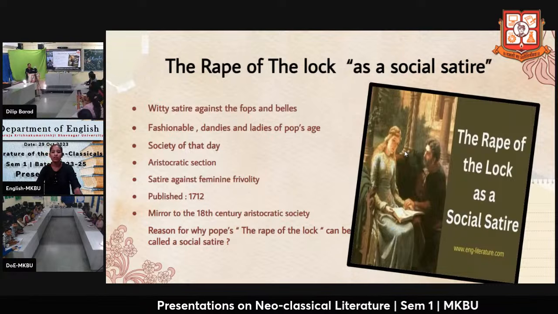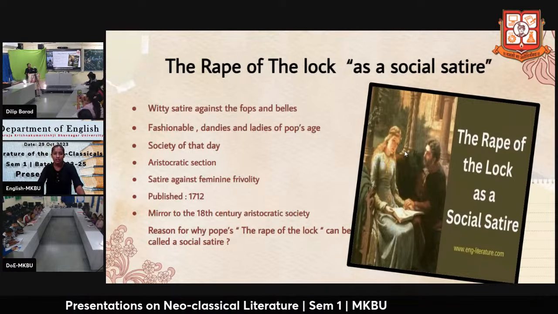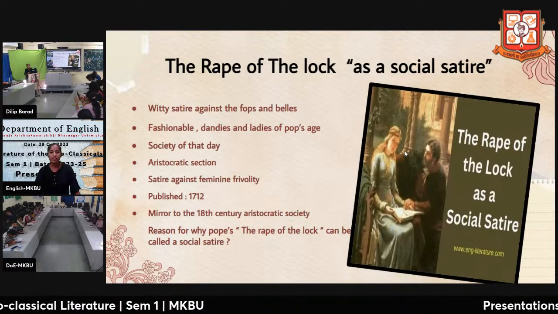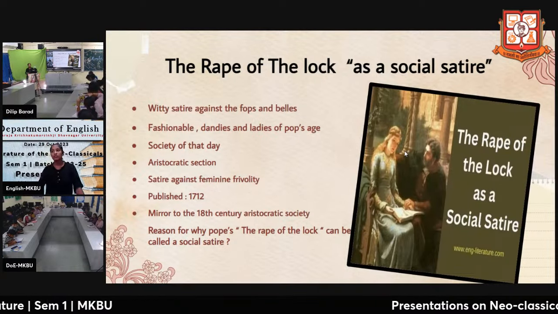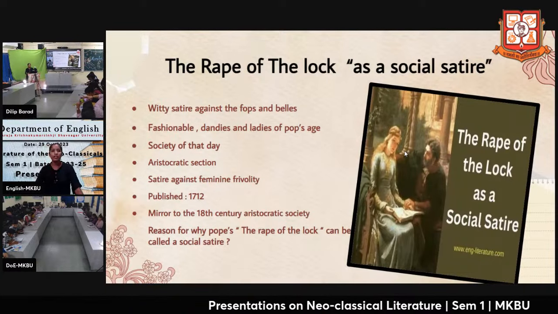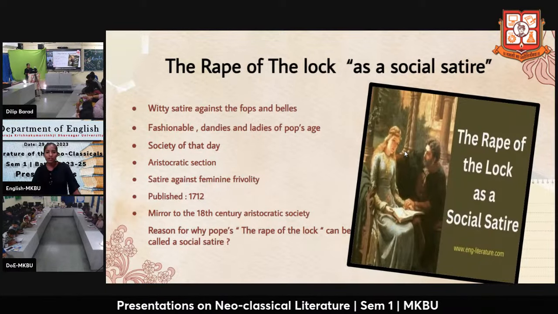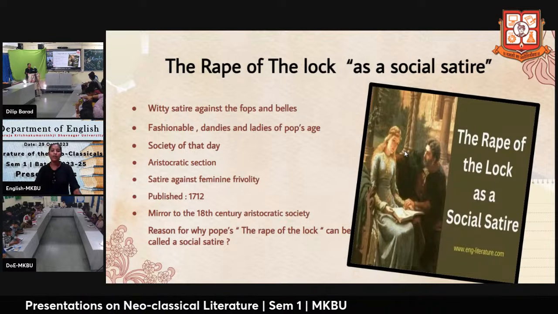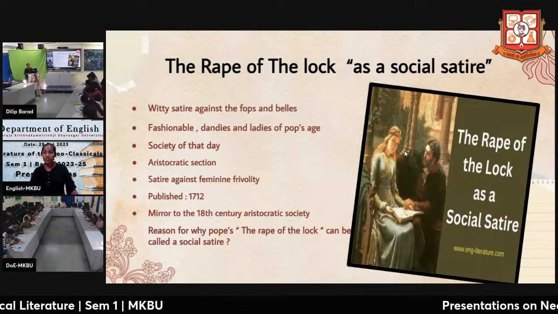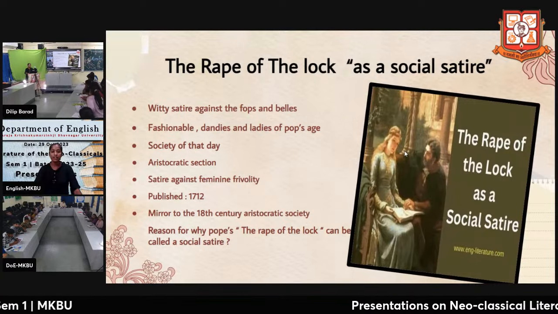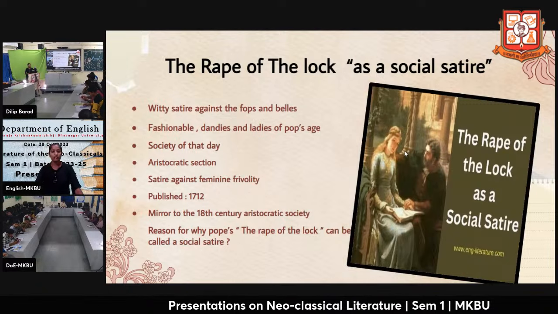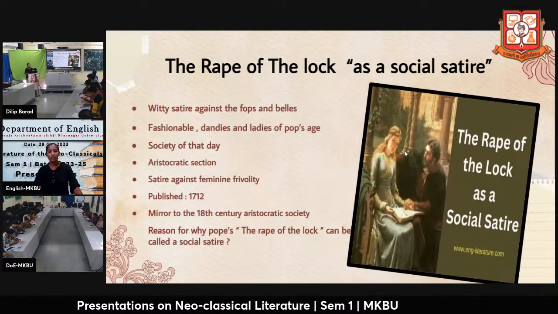The Rape of the Lock as a Social Satire. The Rape of the Lock is a witty satire against the belles and beaux. Belles means women who are busy with their appearance and beauty. It is a satire on fashionable dandies and ladies of Pope's age. It is a powerful satire on the aristocratic section of that day. It is a satire against feminine frivolity.